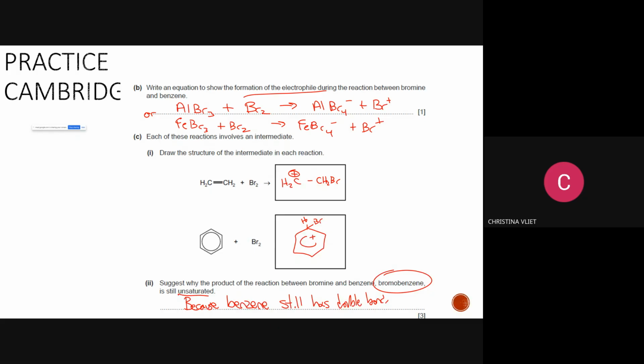Do you mean just write double bonds for the last one, or do you have to specify it, because it still has...? Well, you need to specify why benzene is unsaturated. Benzene has double bonds. Yeah, but I'm saying, can you just write double bonds and that's it? I'd probably write the full thing.